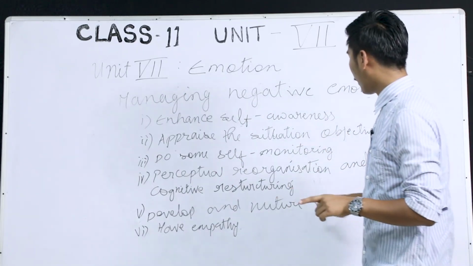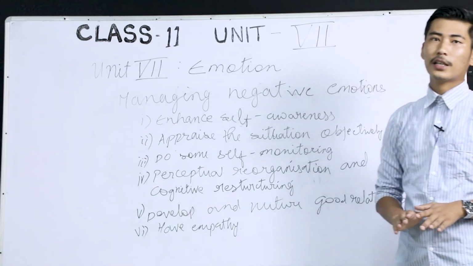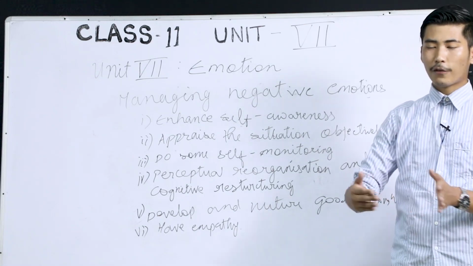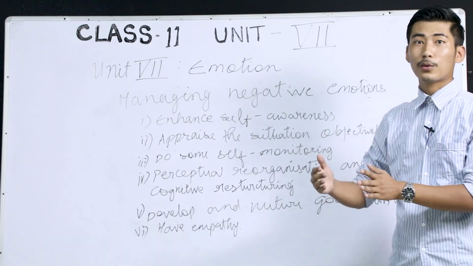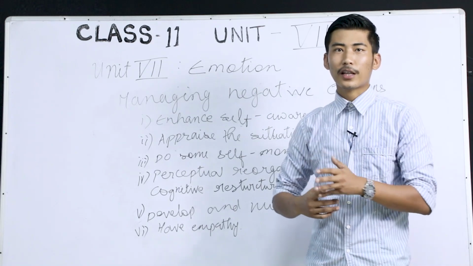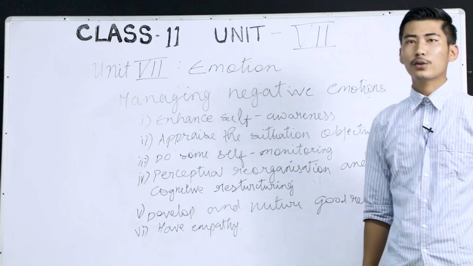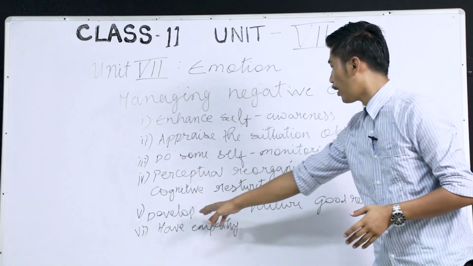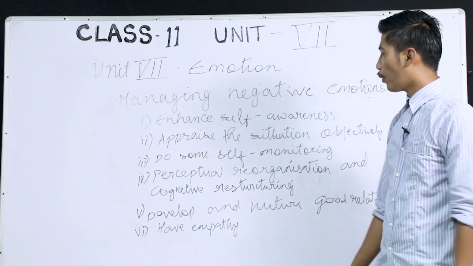The fifth one is develop and nurture good relationships. It is also one of the very important techniques that helps in managing negative emotions. Basically, if you have good friends, then you are going to have good relationships, and good relationships mean that you will have good emotions like happiness. And then you will have empathy. Empathy is basically putting yourself in someone else's shoes and looking at their situation. So developing good relationships is very important to handle negative emotions.